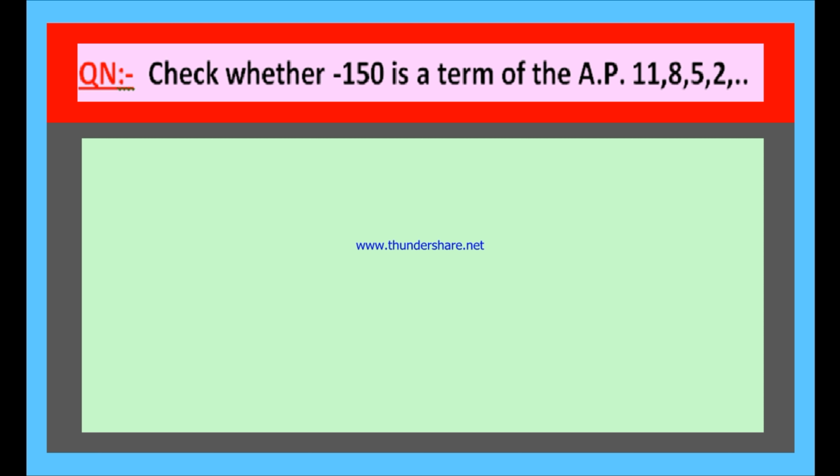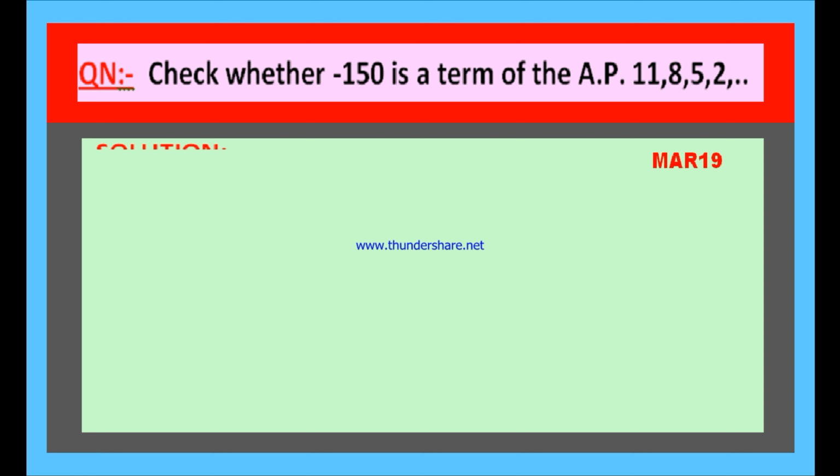Check whether minus 150 is a term of the arithmetic progression 11, 8, 5, 2 and so on. I shall repeat. Check whether minus 150 is a term of the arithmetic progression 11, 8, 5, 2 and so on. This question appeared in March 2019.